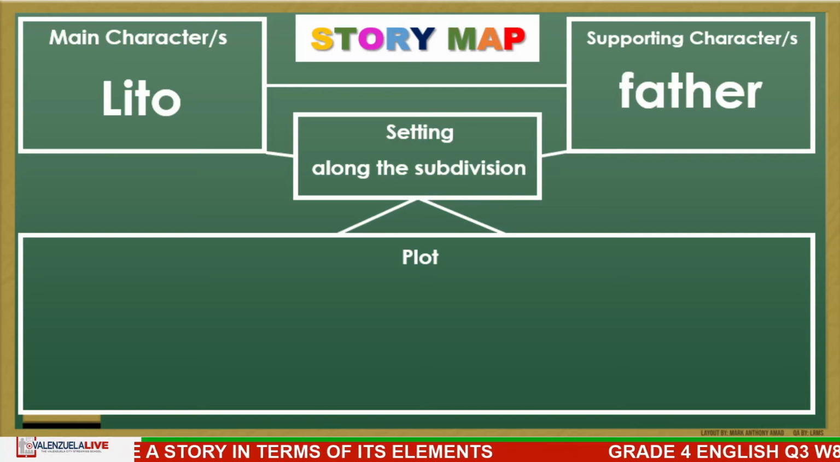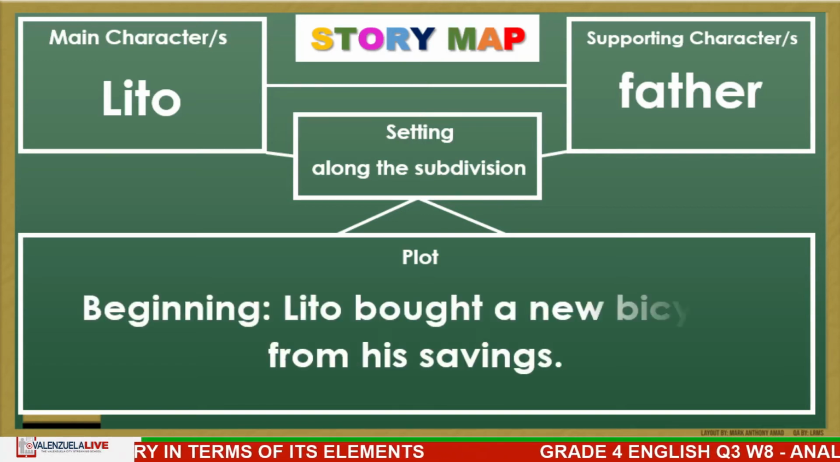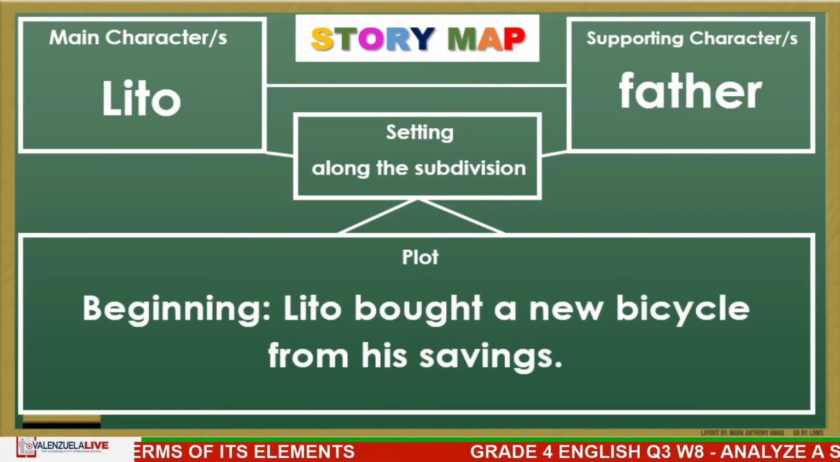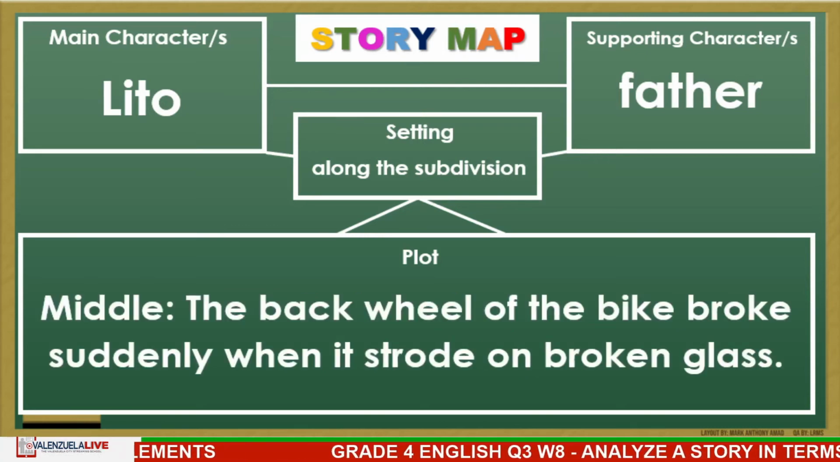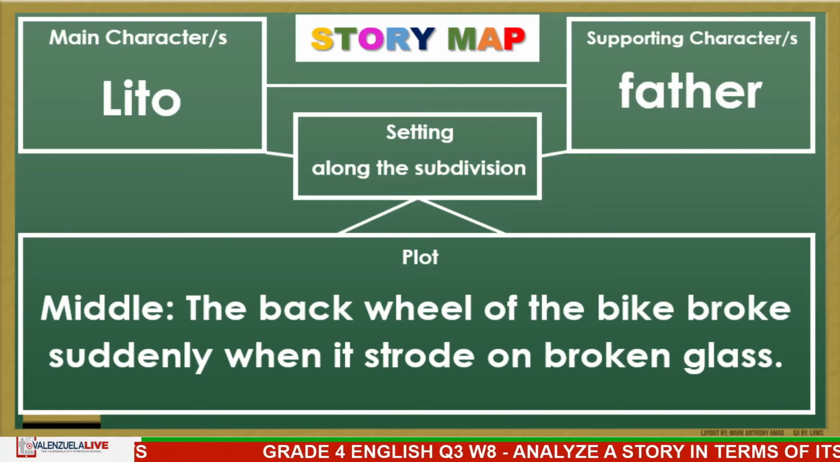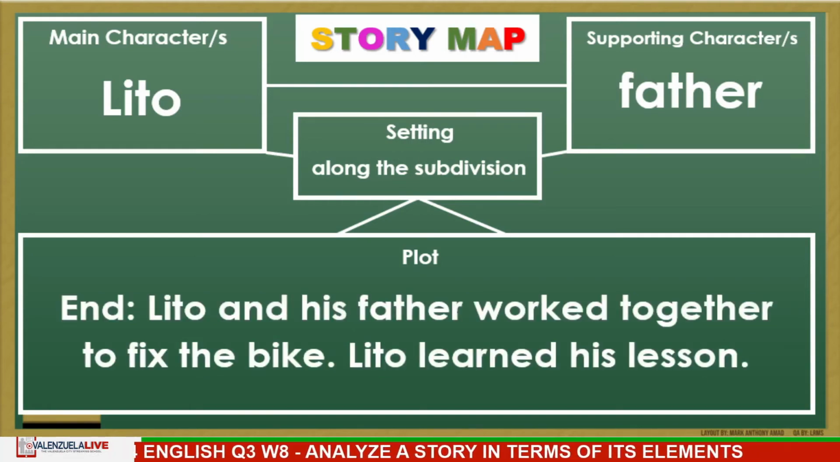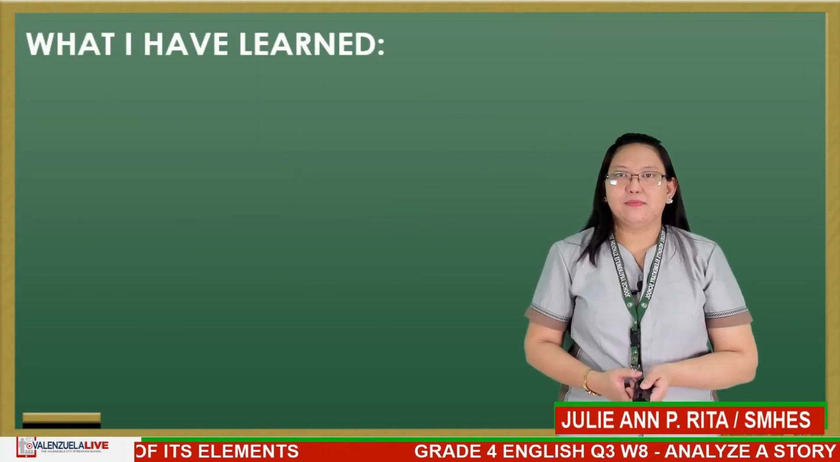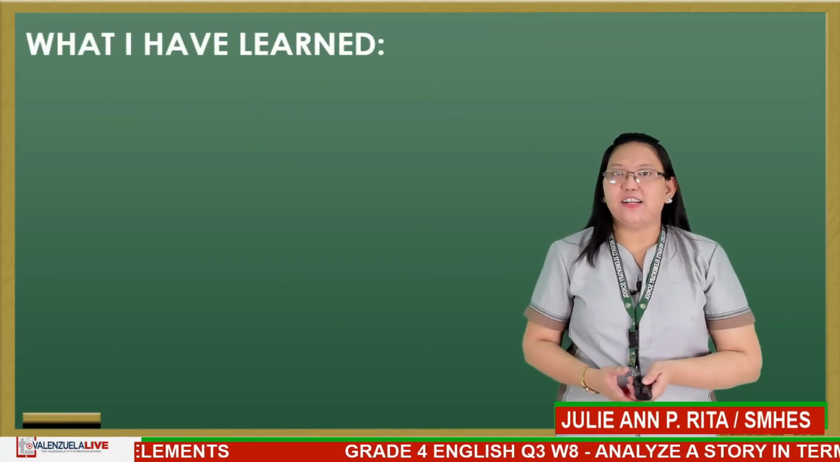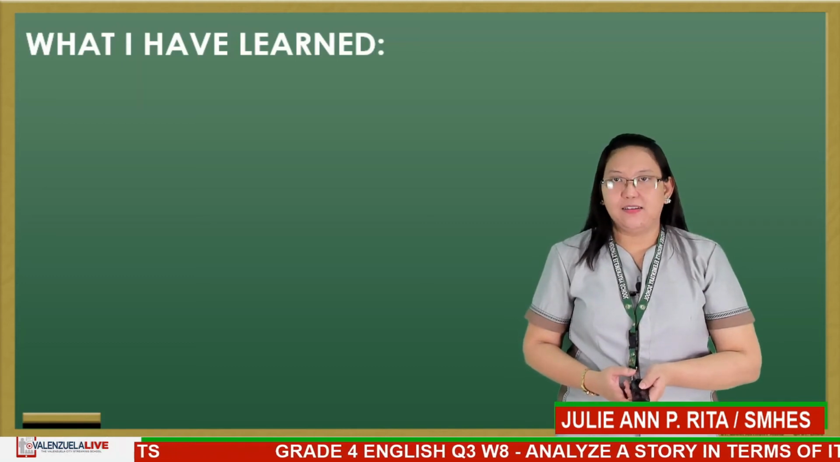What are the events that happened in the story? Lito bought a new bicycle from his savings. While riding on his bicycle along their subdivision, the back wheel broke suddenly when it struck broken glass. Lito and his father worked together to fix the bike. Lito learned his lesson. Let us sum up everything that you have learned in our lesson.